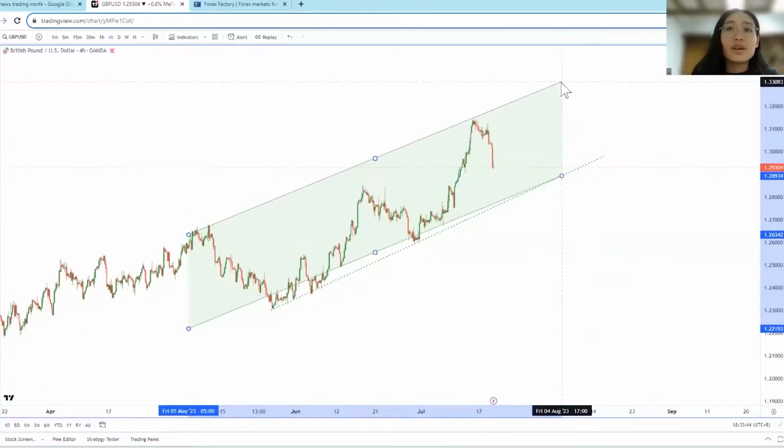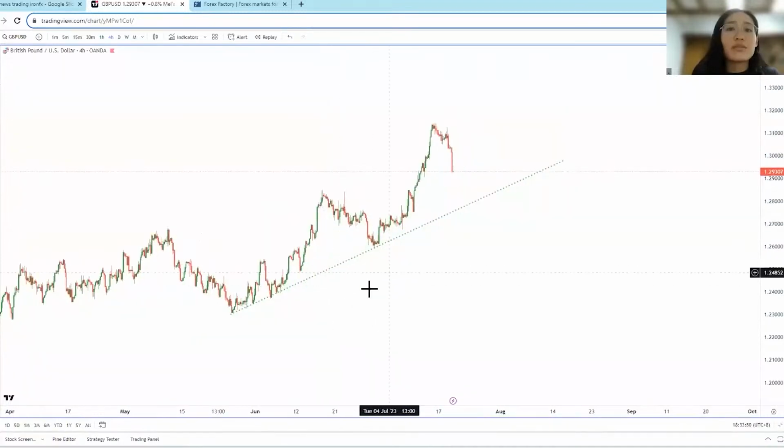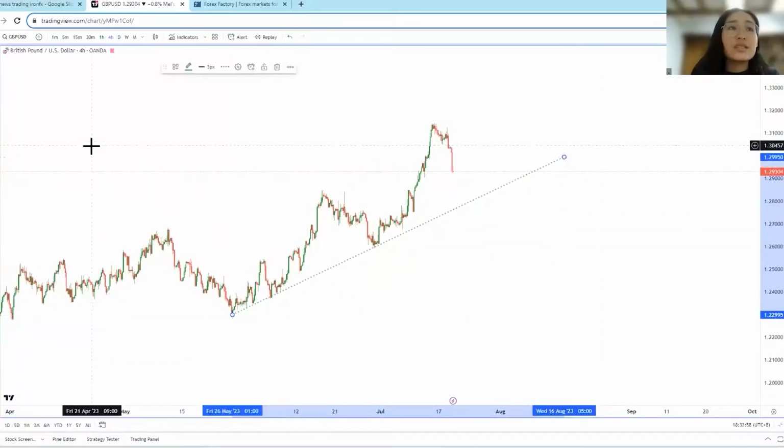Let's see if we have an ascending trend channel. Okay, not really. But we have this ascending trend line here. Remember, for a valid trend line, it has to touch at least 3 points. So here we have 1, 2, and 3 points.